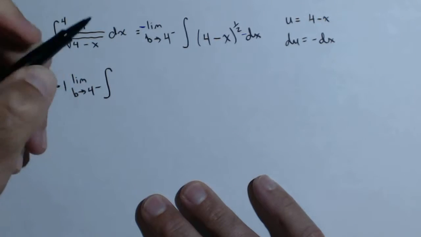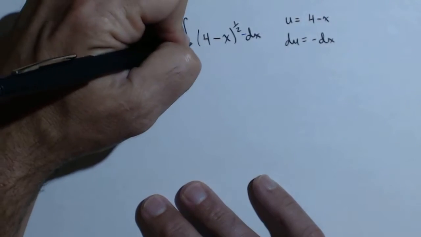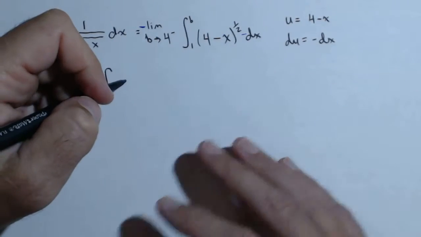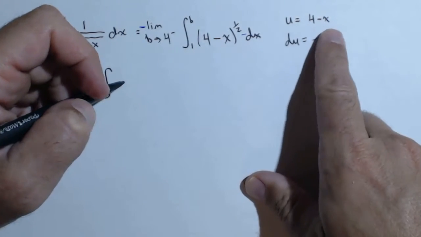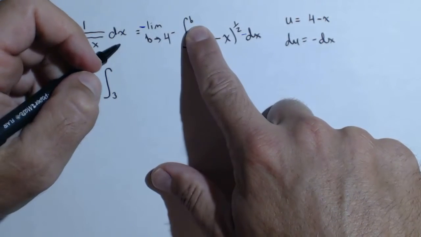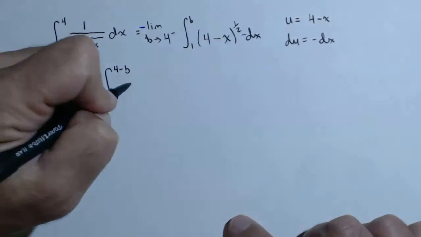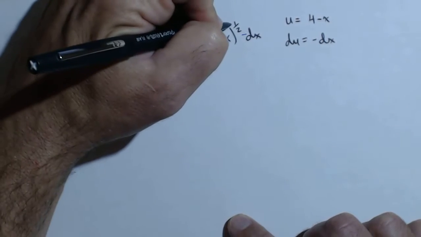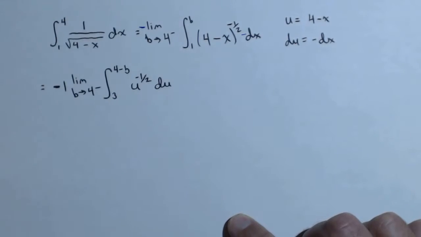-1 times our limit as b goes to 4 from the left. I'm going to change my limits, and I forgot to put them in here, excuse me, 1 to b. Change my limits so we don't have to change them back later. So these are x values. So if x is 1, 4 minus 1, my new lower limit is 3. And my new upper limit is 4 minus b. And this is u to the negative 1/2 du. Sorry for that error.